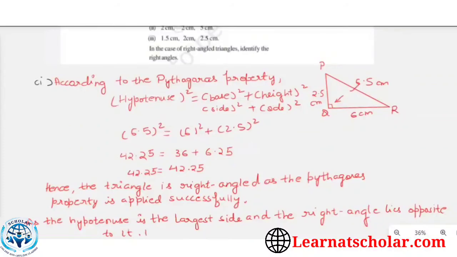One thing more, the angle opposite to the hypotenuse or the longest side is the right angle. If the triangle is PQR, then it is right angled at Q, because Q is the angle which is opposite to the hypotenuse.